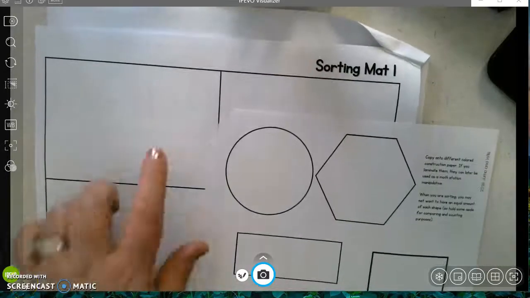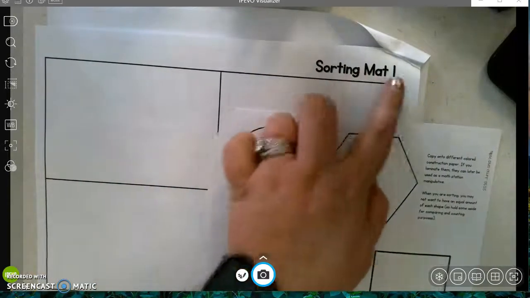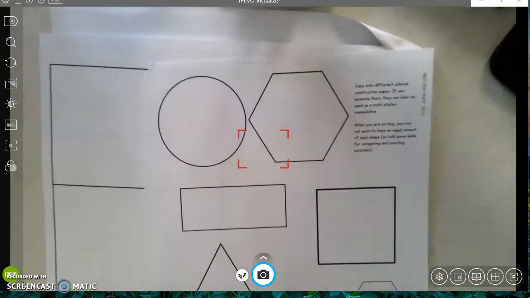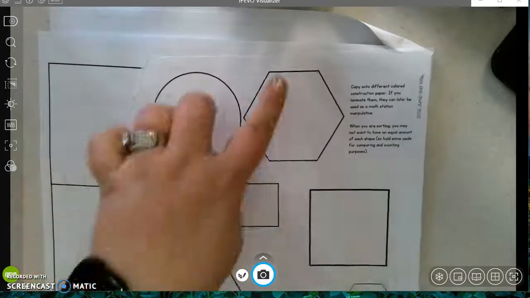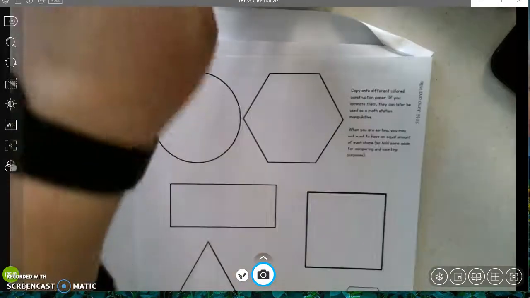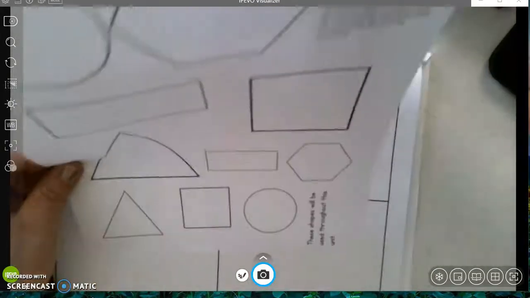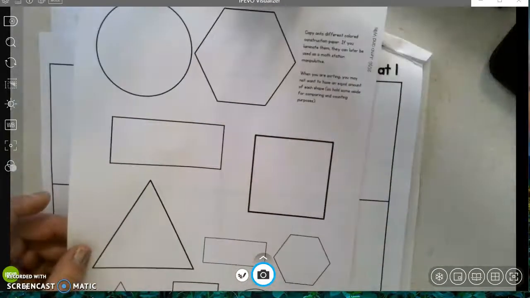Today for math, we're going to need our sorting mat. It says sorting mat 1, and then we're going to need our shape page. But before we do our activity, we need to cut all of these shapes out. So I would like you to pause the video, cut all these shapes out, and then come back to me.